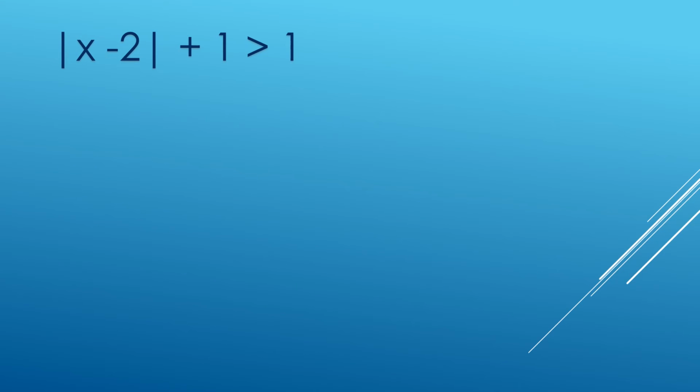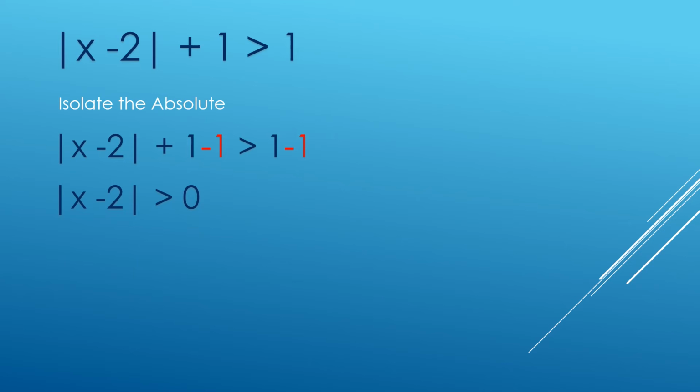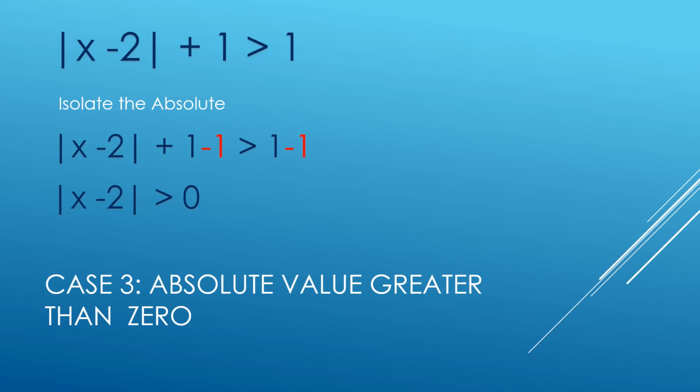Let's look at this one. Here, we have the absolute value of x minus 2, plus 1, is greater than 1. Again, we'll isolate the absolute value, so we'll subtract 1 from both sides. And now we get the absolute value of x minus 2 is greater than 0. Well, this falls into case 3, the absolute value greater than 0.